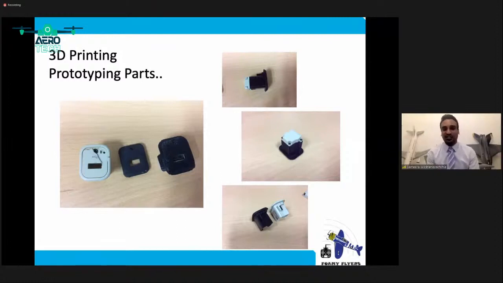Normally aviation parts are very expensive. So we came up with an idea of 3D printing. This has not been implemented yet, but this is sort of a test part that we've done. We can do it for less than 2,000 rupees per part, with in-house design and 3D printing, and then we can install it.